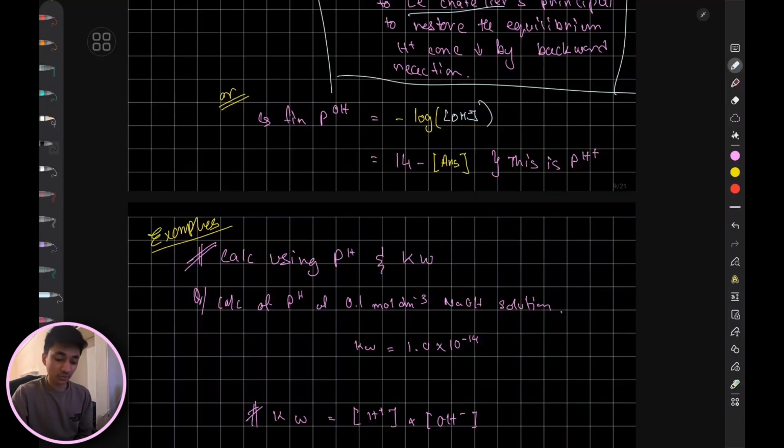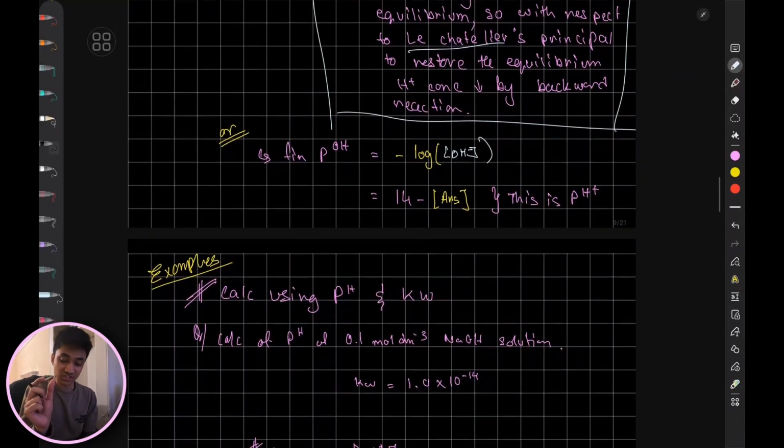So we take the OH concentration and find the negative log base 10 of that concentration, and you will get something called pOH. Then you subtract that value, whatever pOH is, from 14. 14 minus pOH is going to give you the pH. It's very interesting. It may be a bit trippy, but it works. You can check it out yourself.